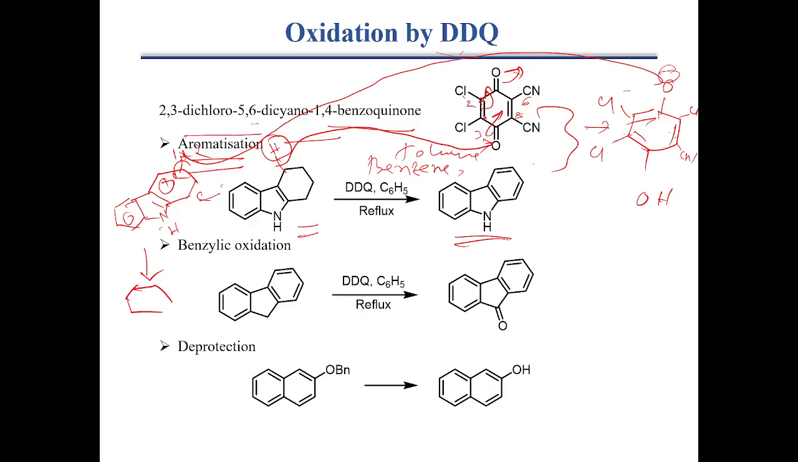Further, one equivalent of quinone oxidizes this position and forms the saturated carbon. So this is tetrahydrocarbonyl, converted to carbonyl. Another application of DDQ is the oxidation of the benzylic position. So this is the benzylic position, and it is oxidized to ketone through DDQ.